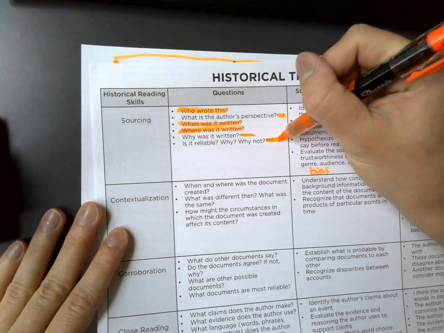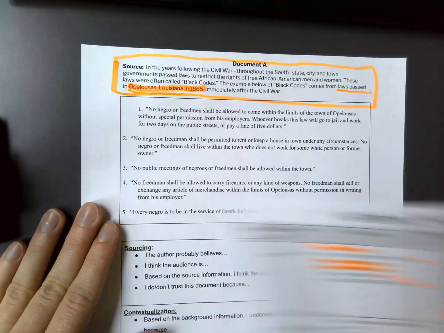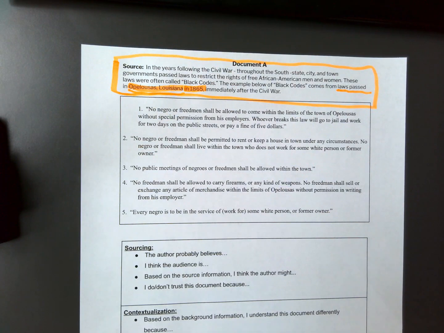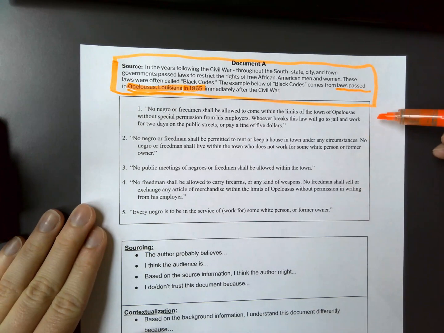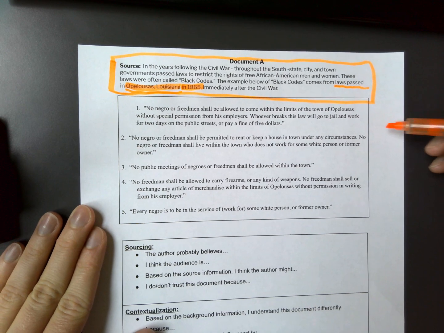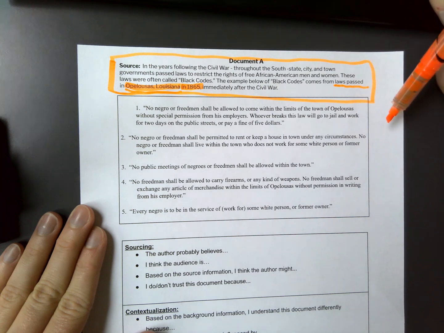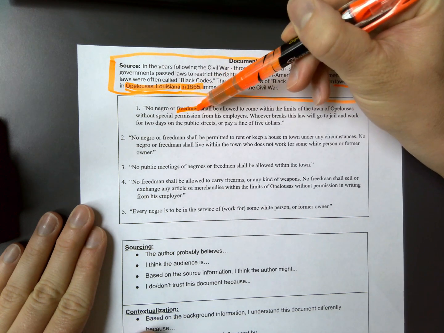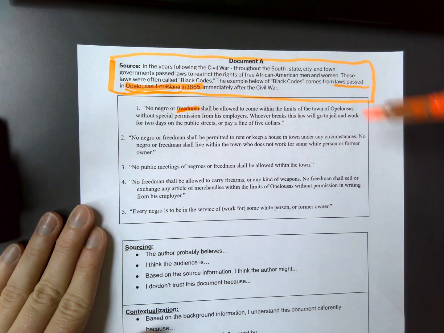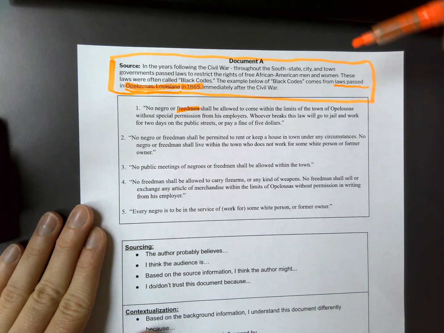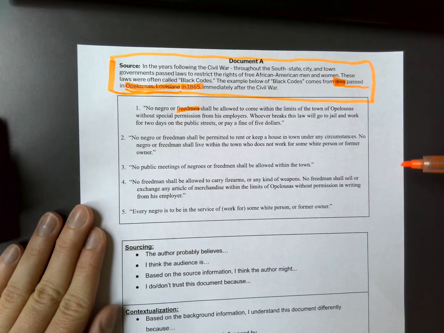The last one, is it reliable? Why or why not? And when we're saying, is it reliable, I'm not saying, do you agree with this? Because I do not agree with anything in here, but I think it is a reliable source because it's depicting accurately what life was like for freedmen in Opelousas, Louisiana in 1865. This is a good source to show what the circumstances were like at that time. Okay? And it's reliable because it's a government document, because it is laws that were written out in a town. Okay?